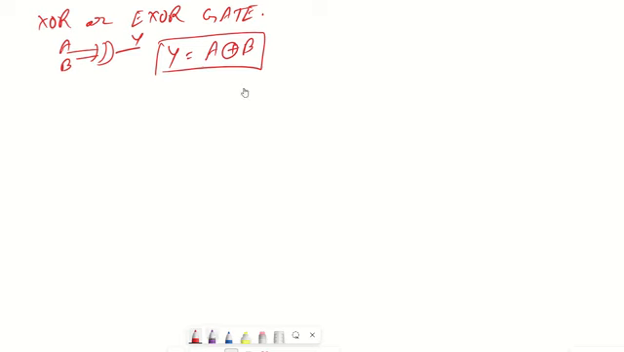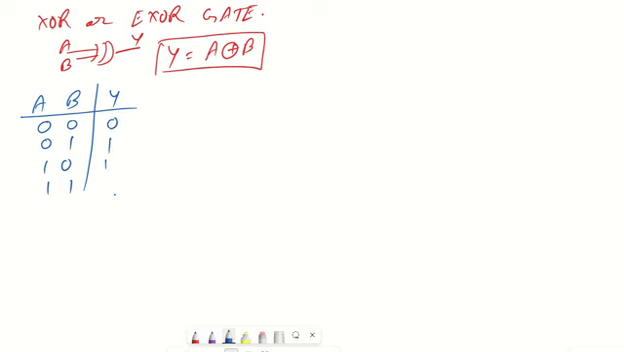Let us talk about the truth table, with columns A, B and Y. The inputs are 0 0, 0 1, 1 0, 1 1. So what will be the output? 0 0 is going to give you 0, 0 1 will give you 1, 1 0 gives 1, and then again 0. So if both the inputs are the same, it will be 0, and if the inputs are opposite, complements of each other, then it will give you 1.